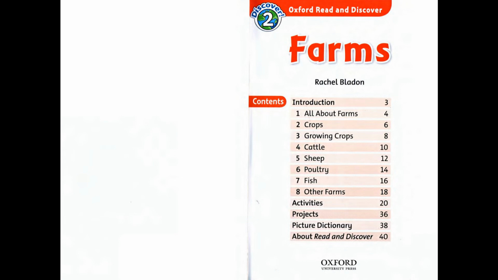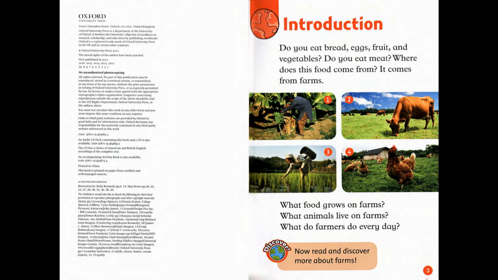Introduction. Do you eat bread, eggs, fruit, and vegetables? Do you eat meat? Where does this food come from? It comes from farms. What food grows on farms? What animals live on farms? What do farmers do every day? Discover. Now read and discover more about farms.